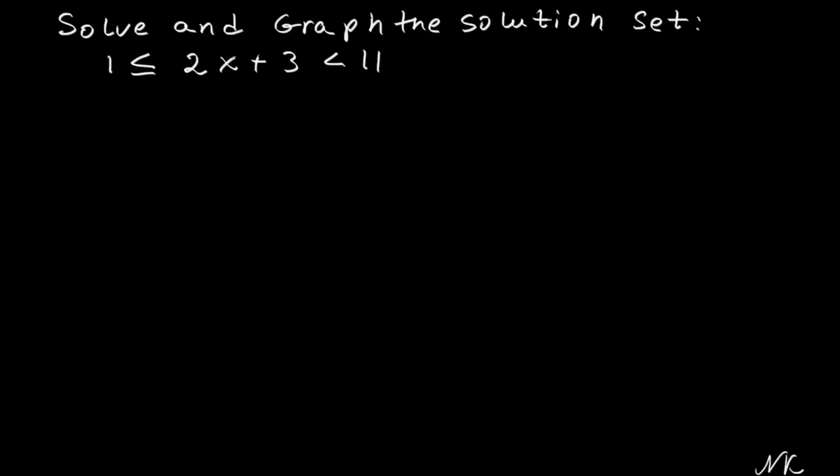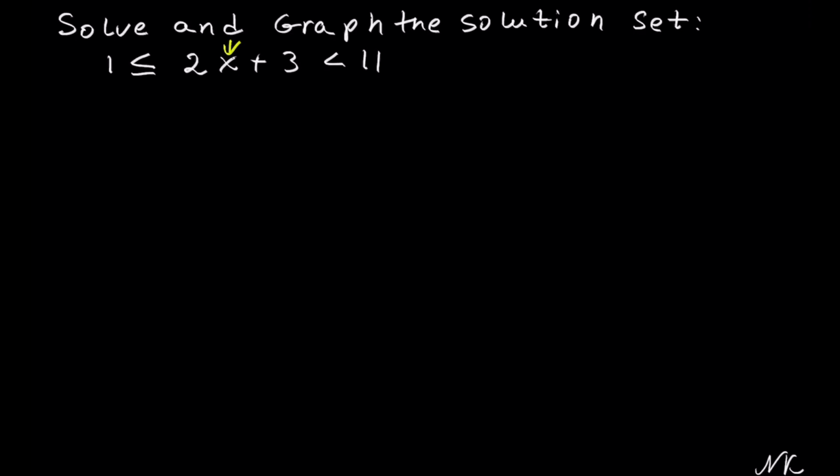Here we're going to solve and graph the solution set for the compound inequality, which is 1 less than or equal to 2x plus 3 less than 11. So we have a compound inequality in one statement instead of two separate inequalities. This is not that difficult to work with. Just remember that instead of doing the same thing to both sides, you will be doing the same thing to all three sides. So we are still solving for x.